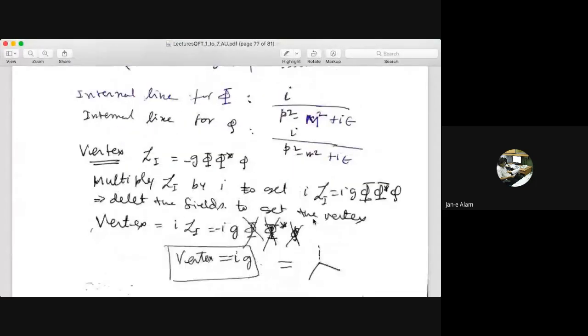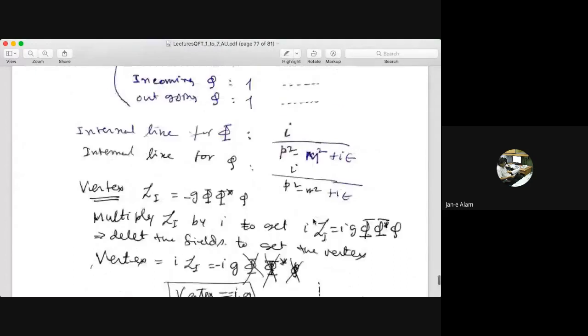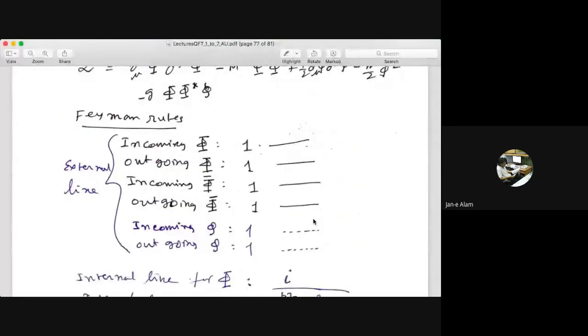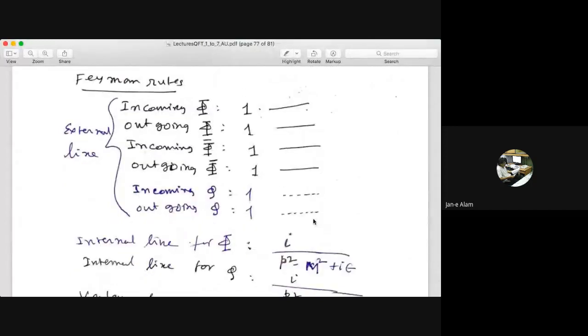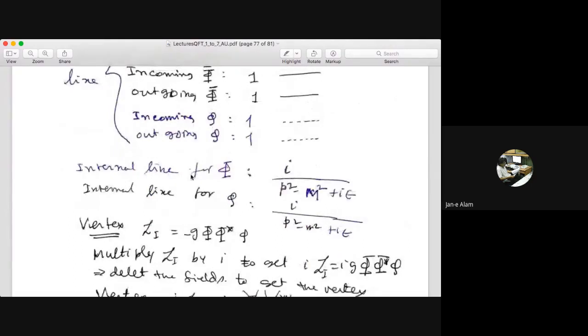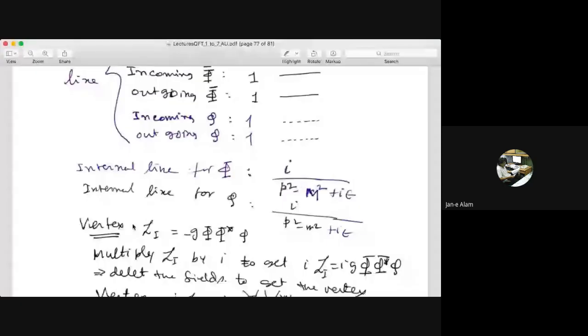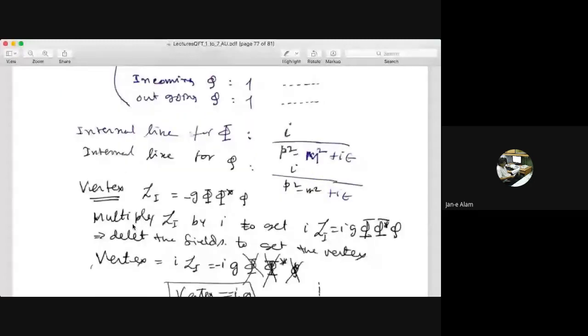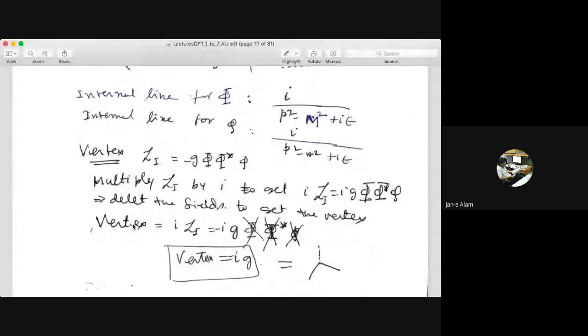How to calculate the vertex? The ingredients for any Feynman diagram are 3 quantities. One is external lines. By external line, we mean the particles which are incoming or outgoing. Those are external lines. And then internal lines. We have derived the expression for that. And for the vertex, we have not derived, but let us see how to do it. Very simple way I will tell you, just by looking at the diagram, you will be able to do it.